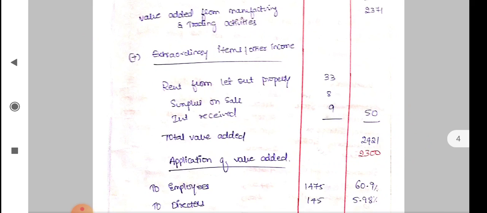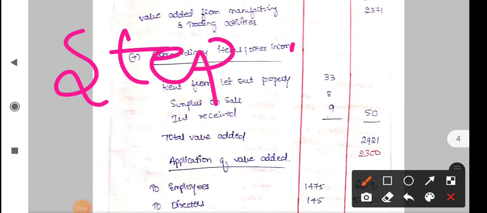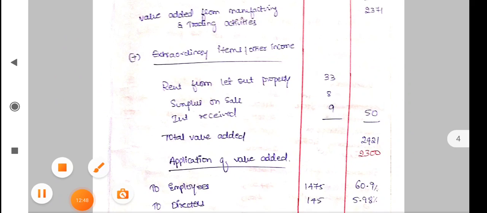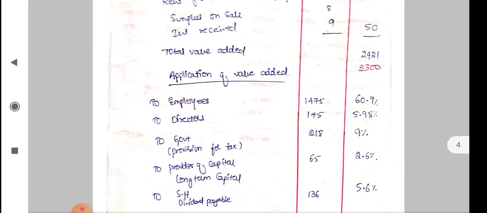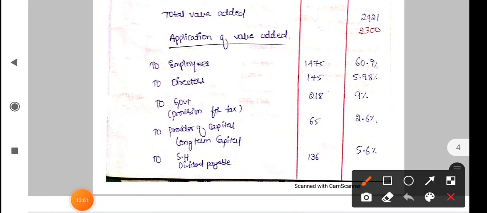Next we move to step number 2. Step number 2 is application of value added. Now we have this much money, and we have to apply this, meaning we have to use this for various stakeholders. Next, application. In application, first we have to show for employees.